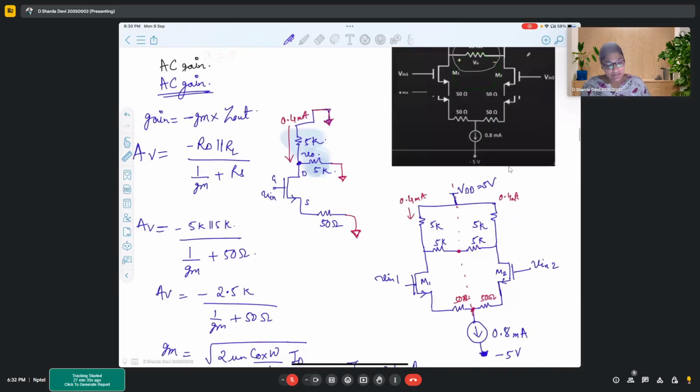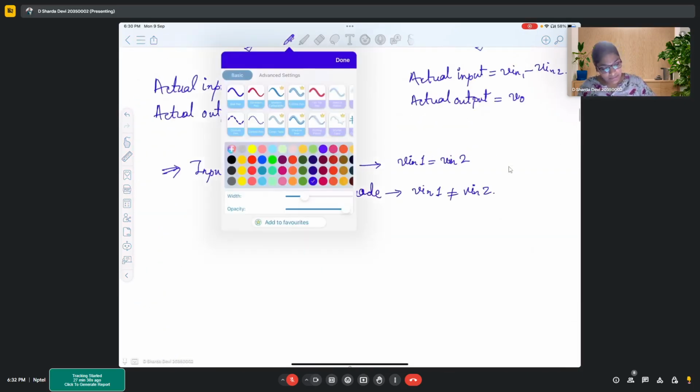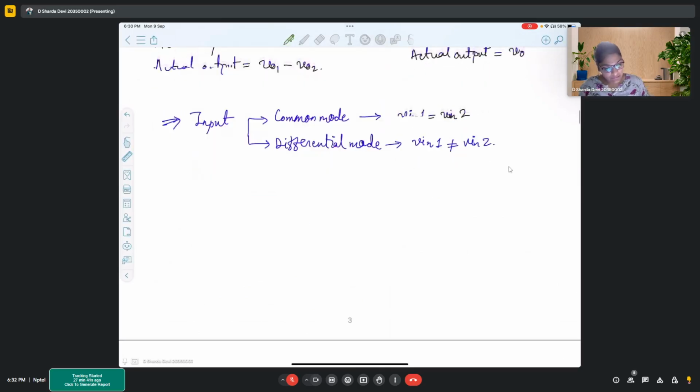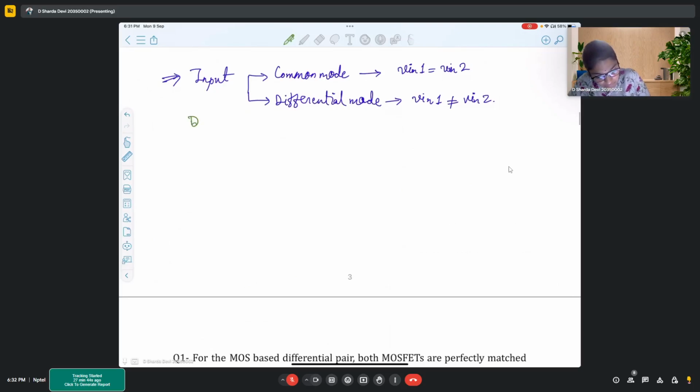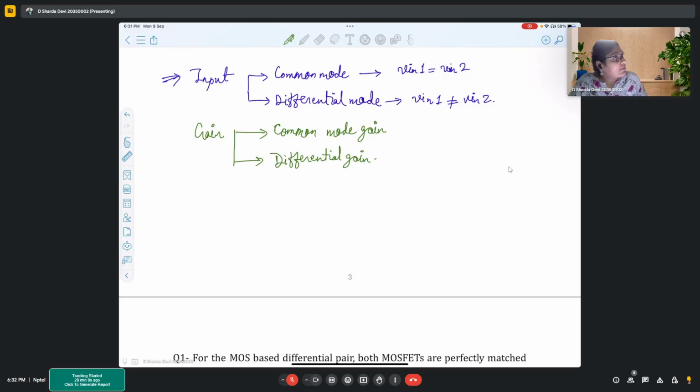Okay. Now, as we mentioned that there can be two types of inputs, so we can have gain also of two types. So when we talk about gain in a differential amplifier, the gain is also divided into two types, that is common mode gain and differential gain. So the common mode gain is written as ACM and this is written as AD.